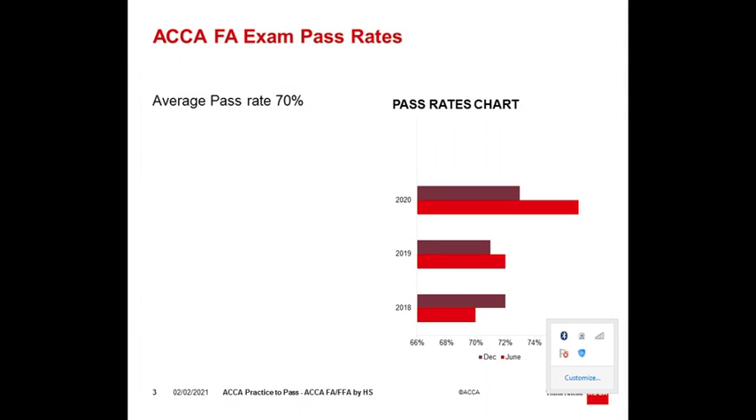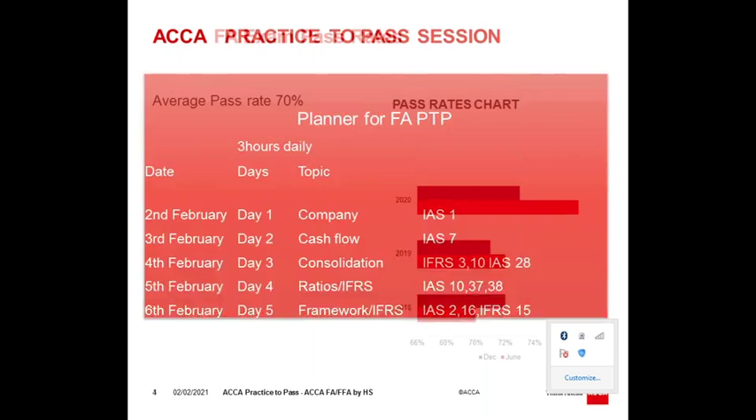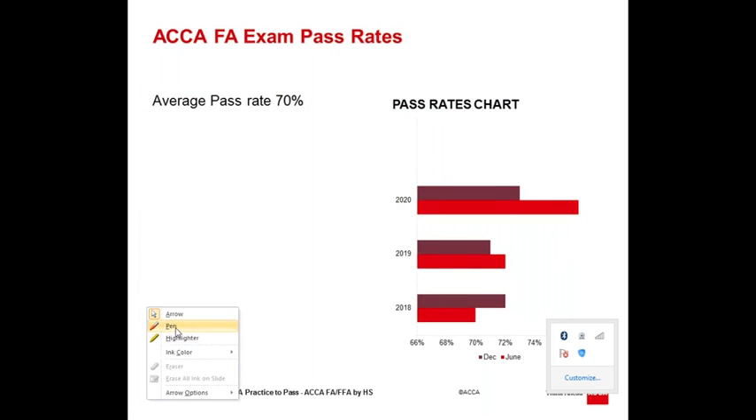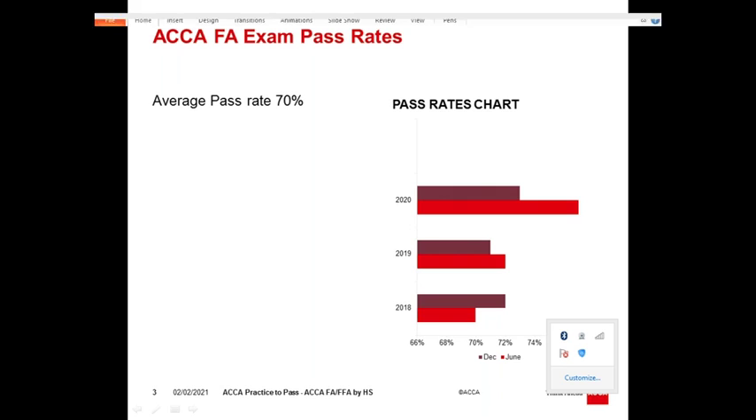Now you just see the percentages of this paper. I think it's a high scoring paper. The average pass percentage is 70% in the ACCA, which means a lot of students are passing this paper without any trouble. It's very important to see that the passing percentage of this paper is very good.